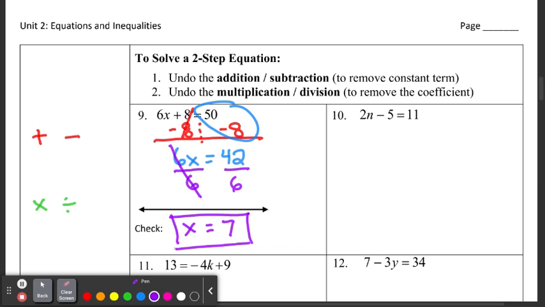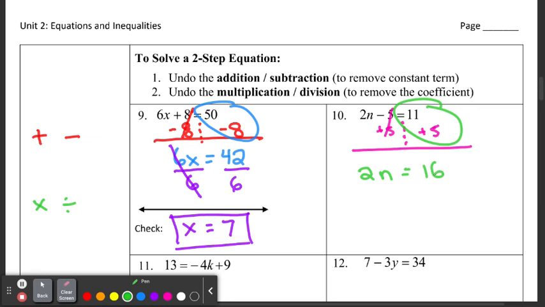For number 10, we're going to do the same thing. 2 times n minus 5 equals 11. So I'm going to add 5 to both sides. Bring down what we've got. 2 times n equals 11 plus 5 is 16. We did our add and subtract step. Now we're doing multiply and divide. 2 times n, the opposite is divide. Divide by 2. Divide by 2. n equals 8.